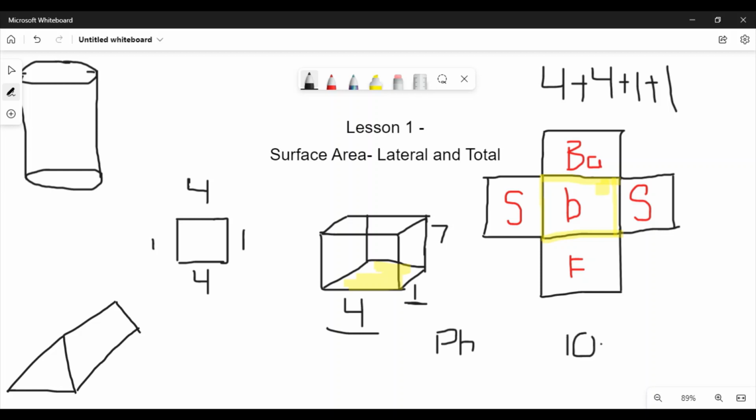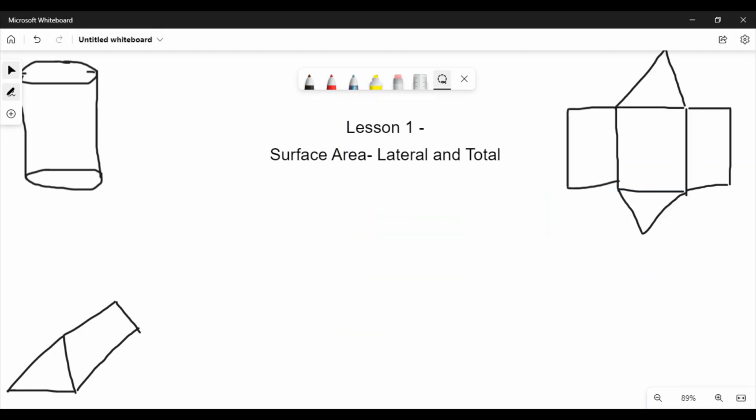And now we need the height. The height is this one. This is the height just because it's the one going upwards, and this one's the one on the side, and this one's the one on the front. So now we have 10 times 7, which equals 70. And that's it. That's all you have to do to find the lateral surface area for a rectangular prism.